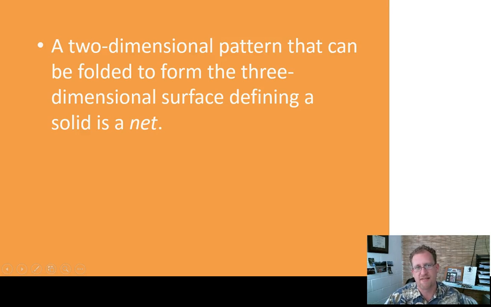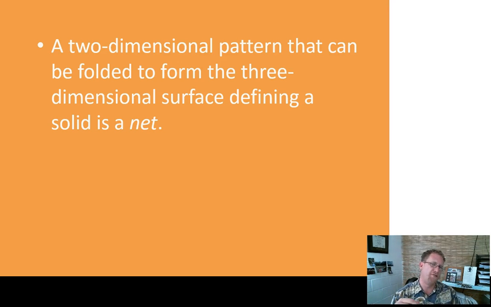Last idea, and that is the idea of a net. Now, the terminology here I think is unfortunate, because when I think of a net, I think of something with holes in it that has a bunch of lines. I don't at all think of all of the surface areas of a solid. But that's what this is. A net is a two-dimensional pattern that can be folded to form a three-dimensional surface, defining a solid.